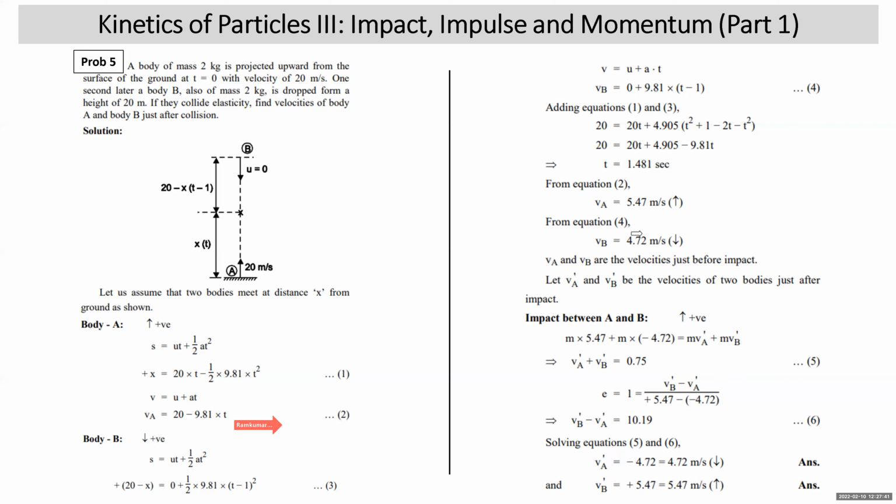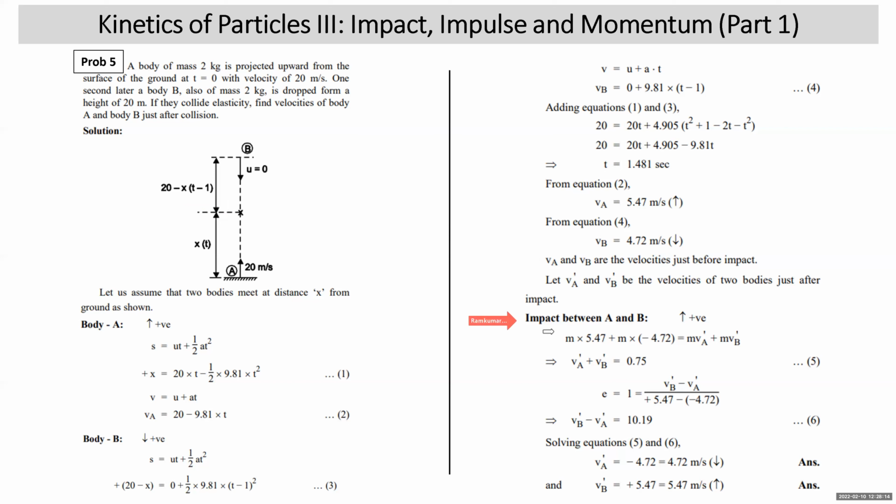Now, this velocity VA and VB are the velocities just before impact. So impact of the two bodies A and B will be happening at this point. At this point, velocity of body A is 5.47 meter per second upward, and velocity of body B is 4.72 meter per second. All right. Now, as VA and VB are the notations we have used for the velocities just before impact, we'll write VA dash and VB dash as the velocities of the two bodies just after impact.